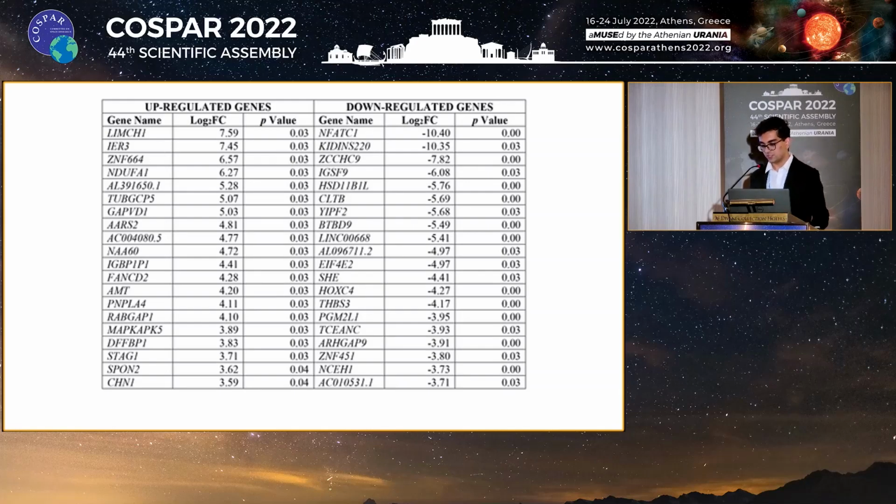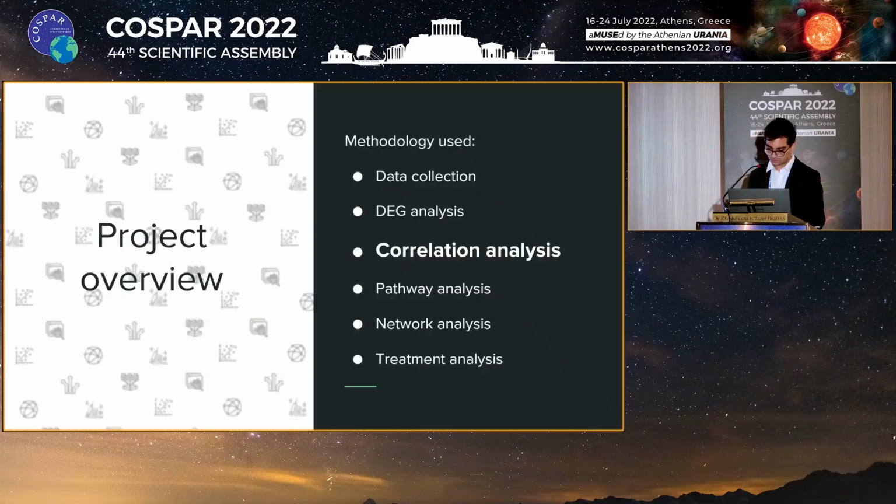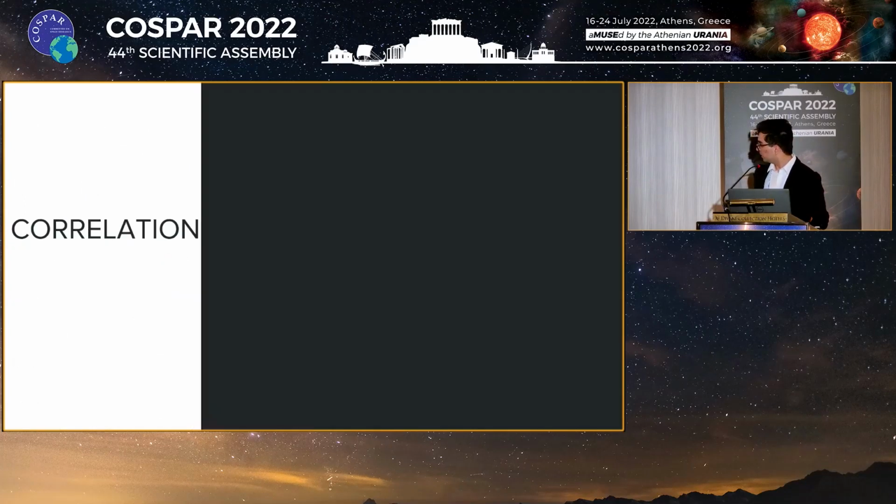So of course, this DEG analysis was a great validation of existing data and a good starting point to build on for the next part, which is the real meat and potatoes of this research study: correlation analysis. Correlation can get complicated, but I'm going to give a high-level overview just to make sure we're all on the same level.